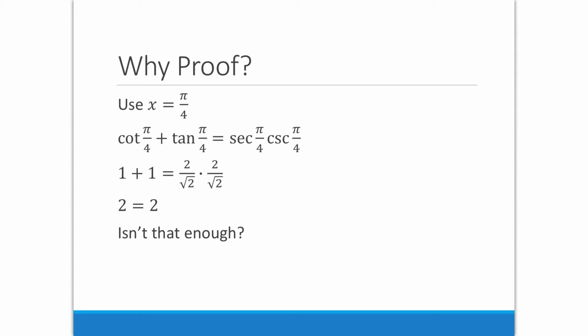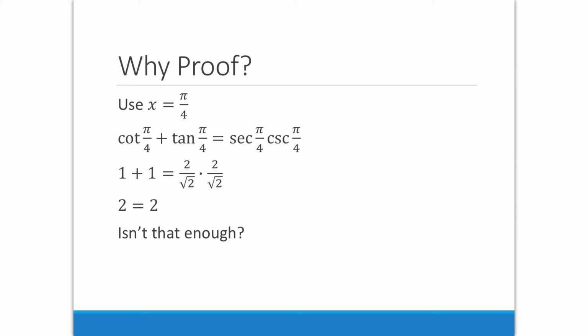Okay, 2 equals 2. We plugged in an x value that we had, and it appears that the left-hand side equals the right-hand side. Isn't this enough? Isn't taking x equal to a particular value and showing that you get the same thing on both sides enough to prove the identity? Well, the answer, of course, is no. This is not a proof, this is a specific value. And the reason why this isn't a proof is the identity is supposed to be true for every single value of x, and you've only checked one particular value of x, so you haven't proven it for all x values.